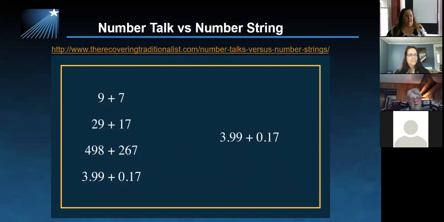So I might start out just showing 9 plus 7 and talking about how they solve that problem. Then I would show 29 plus 17 and see if they're using the same type of strategy. They may have a different strategy for that problem, but I want to make the connection that how they solve 9 plus 7 connects to how you can solve 29 plus 17. And then that connects to how you can solve 498 plus 267.